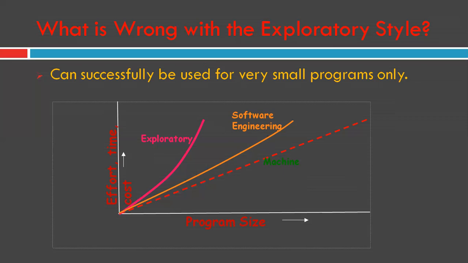Now this thin solid line is used to represent the case when development is carried out using software engineering principles. In this case, it becomes possible to solve a problem with effort and time that is almost linear to the program size. And this dotted line is used to represent the case when development is carried out by an automated machine. In this, the increase in effort and time with size would be even closer to a linear increase with the size.